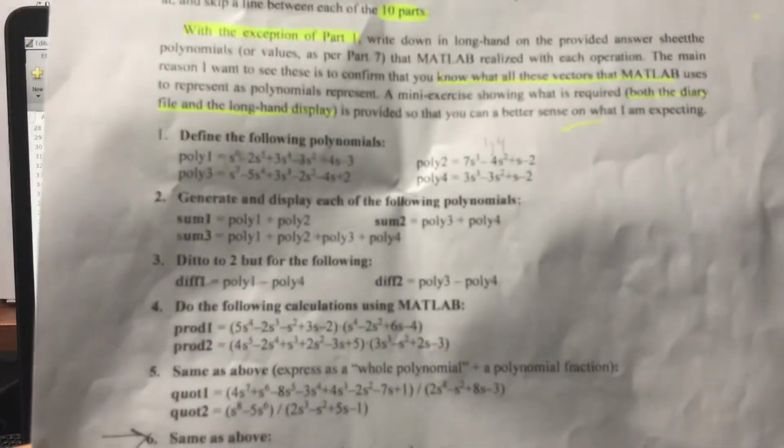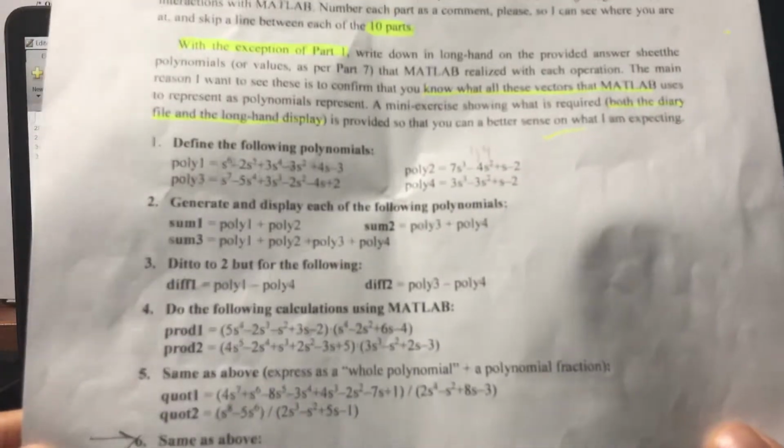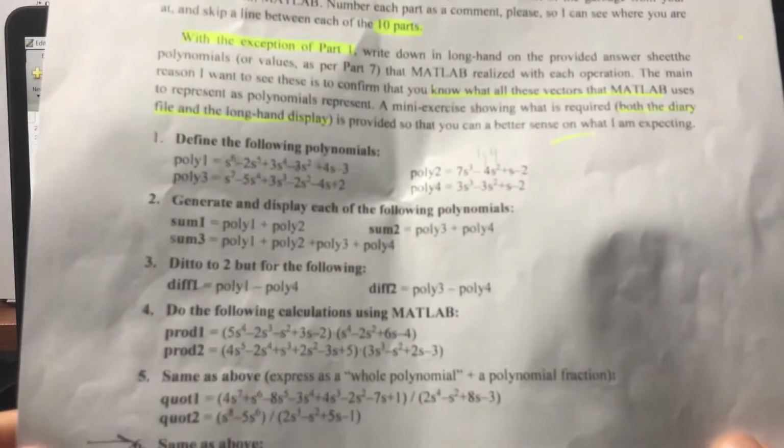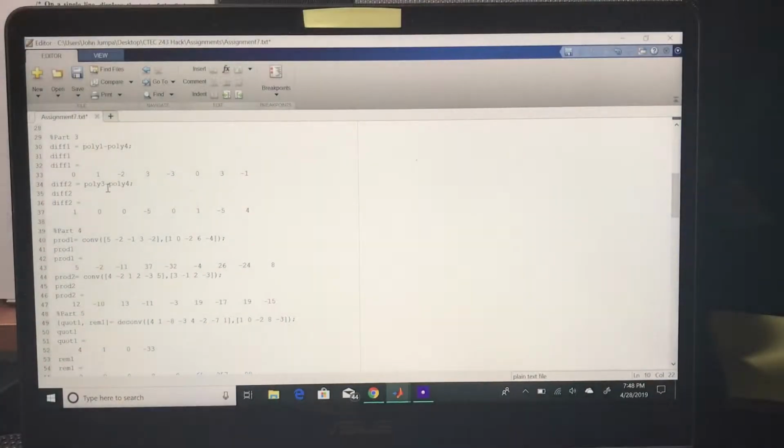Ditto to part 2, but for the following: diff 1 equals poly 1 minus poly 4, diff 2 equals poly 3 minus poly 4. You just got to subtract the polynomials. And since after doing sum of 3, you have all the polynomials with the same size, you just straight up write diff1 equals poly1 minus poly4. Because if you actually try to add more zeros, instead of all the same matrix, you would have extra zeros, and they're not going to be in the same matrix. So sum of 3 is really important, and part 2 is needed to do part 3.